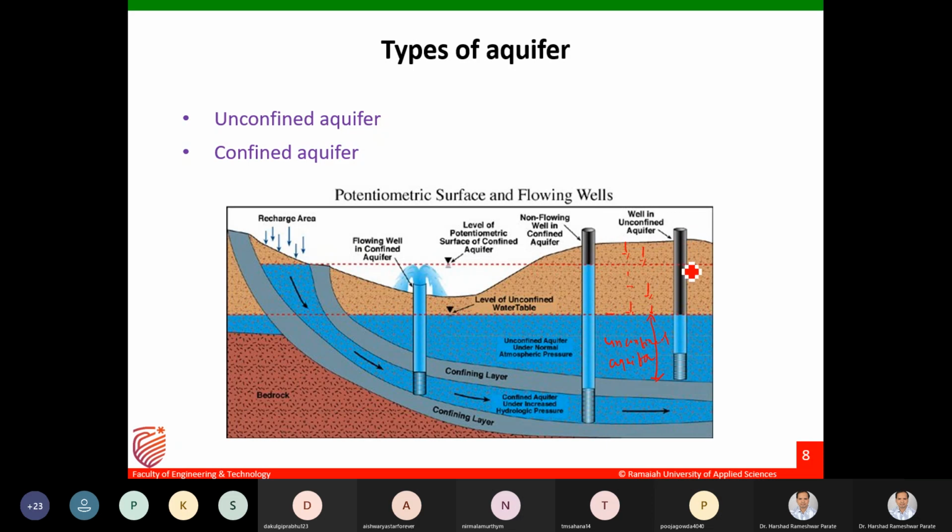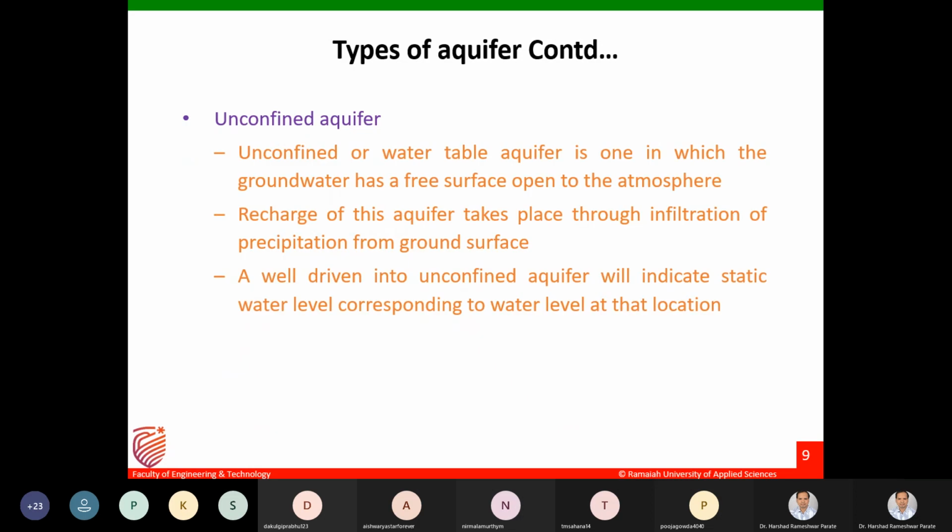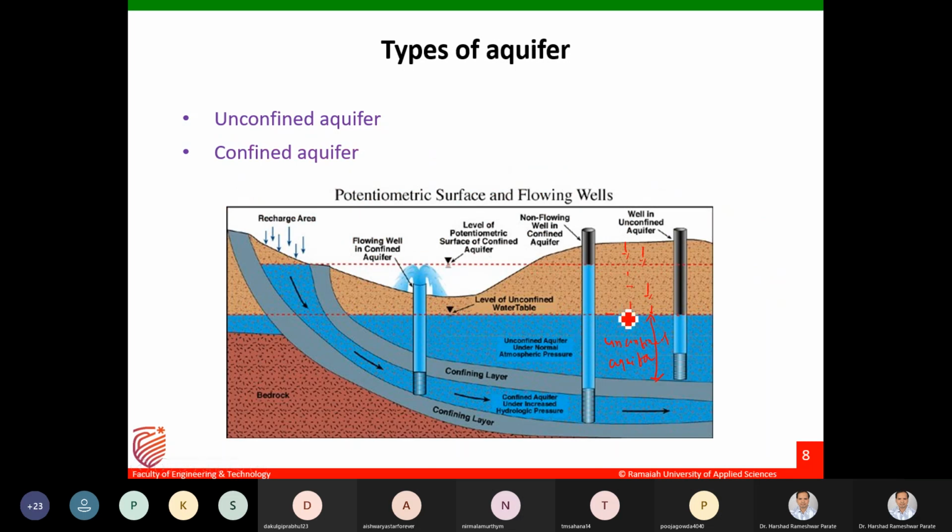And when you drill a well into your unconfined aquifer, so this is the well that is drilled into the unconfined aquifer, the water table in the well will match the surrounding water table. So the water table present in the well is the same as the water table of the surrounding environment. That's a property of an unconfined aquifer. That's what is written here. So an unconfined or water table aquifer is the one in which the groundwater has a free surface open to the atmosphere. So we have this free surface at atmospheric pressure, open to the atmosphere.